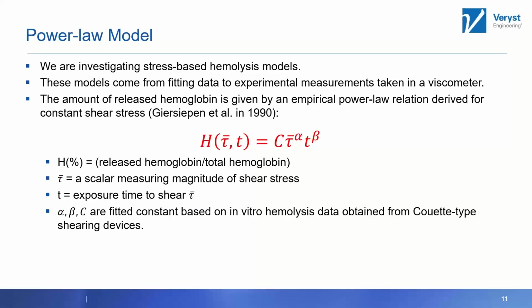This model is called the power law, and it was first proposed by Giersiepen in 1990, and it has been very popular and widely used. But the underlying assumption is that the stress is measured in a viscometer where constant shear is applied on the blood. In this model, C, alpha, and beta are constants, which are obtained from fitting this curve to the experimental data.